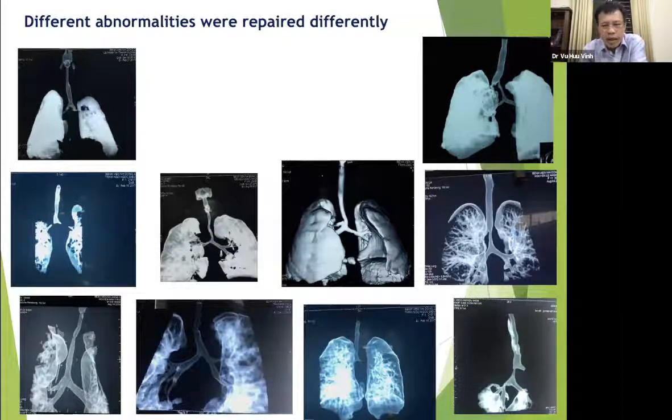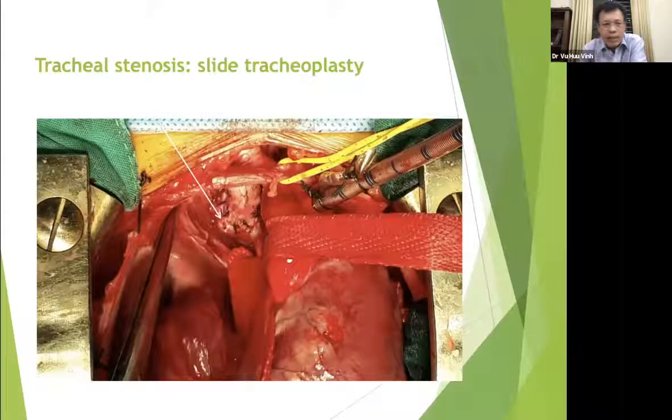But different types of anomaly will require different types of surgery, the technique. And I will tell about it a little bit later. And for the tracheal malformation, the very famous technique is slide tracheoplasty. So this image is the post after surgery for a slide tracheoplasty.